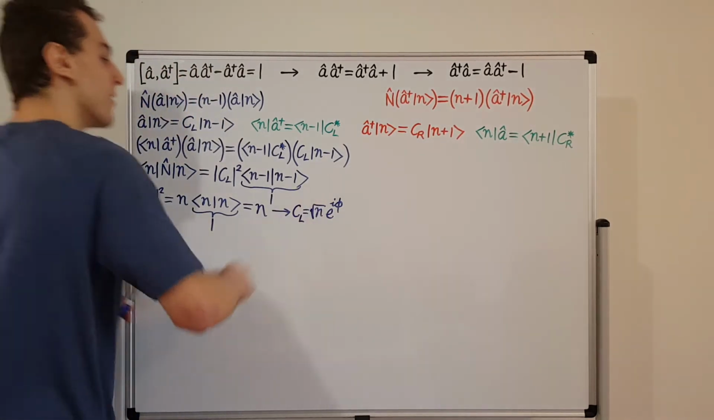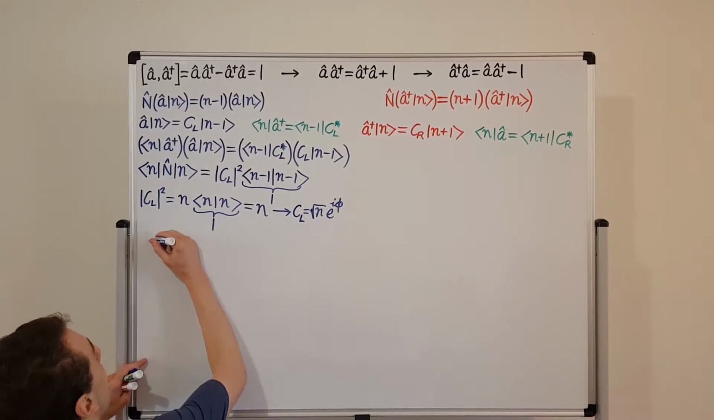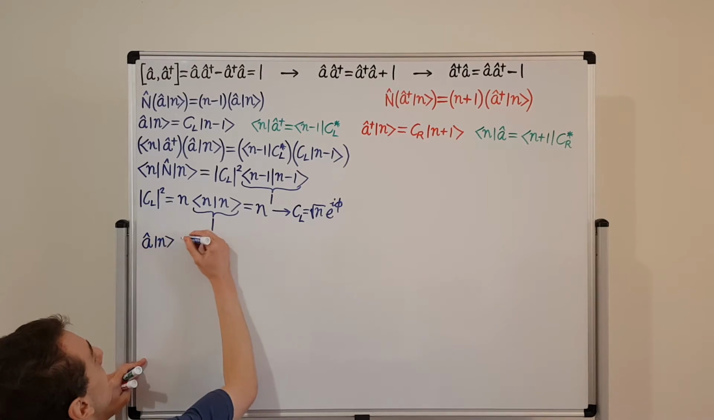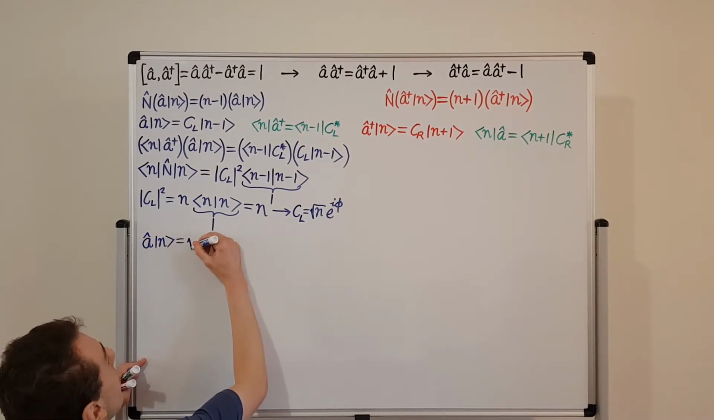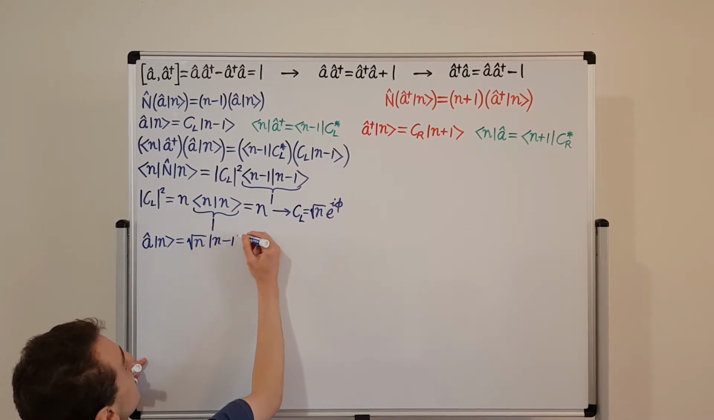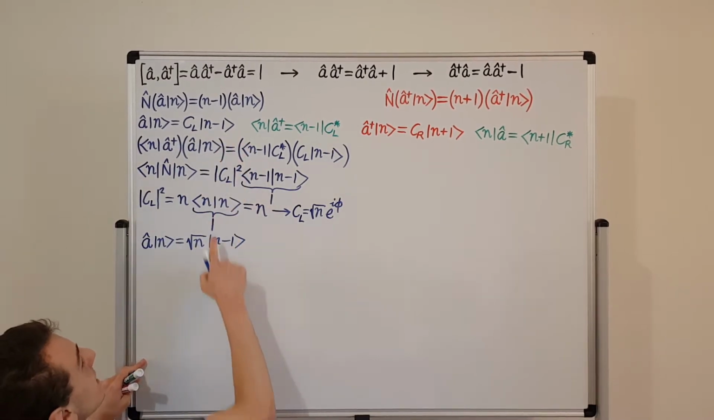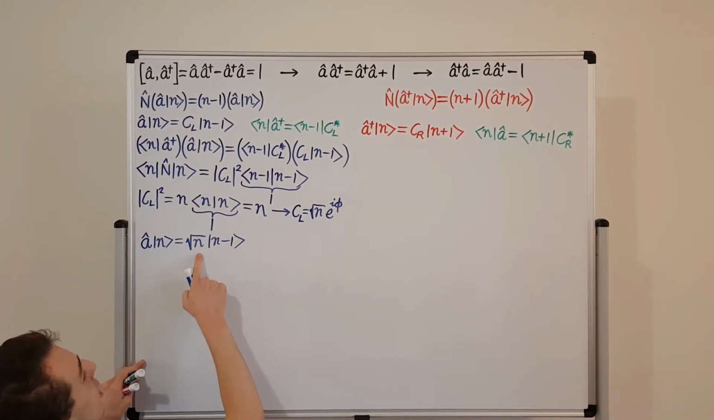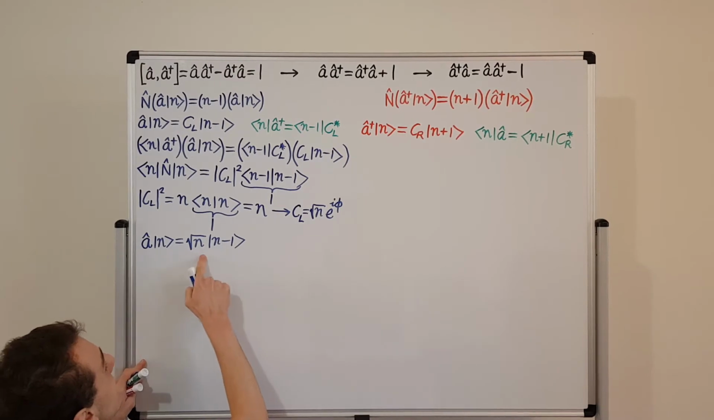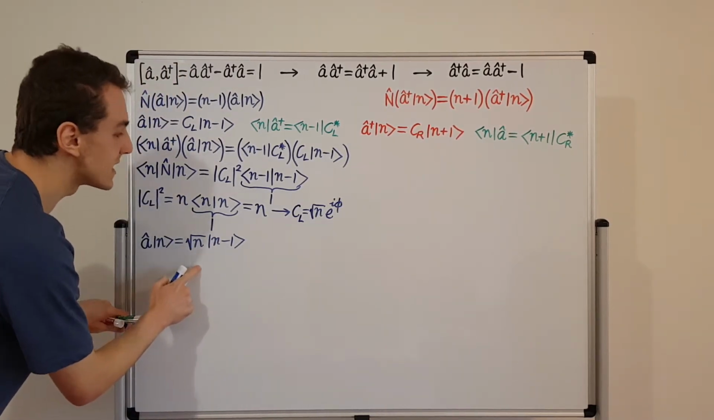We can summarize this entire relationship in a very succinct formula. When A acts on one of these eigenstates, it's the same as square root of n times the state n minus 1. So this is the ket equation that we had up here. All I've done is find this coefficient. This coefficient is the one that makes this work. It preserves the normalization condition. It makes sure the normalization condition remains satisfied.